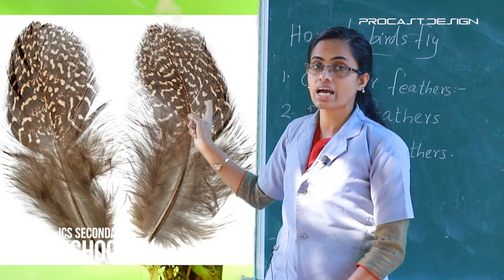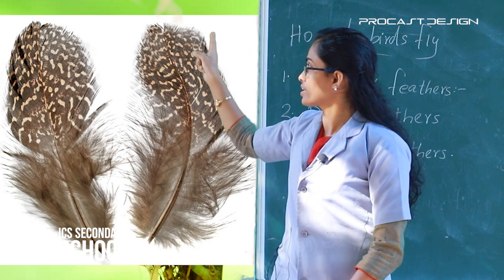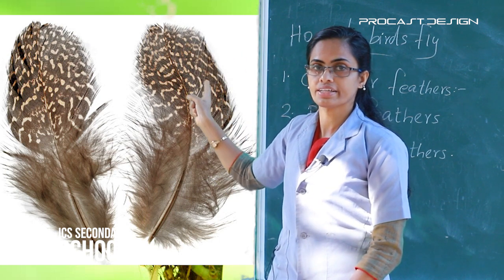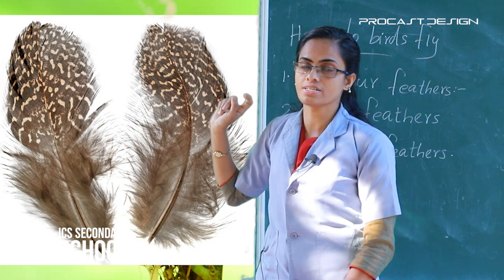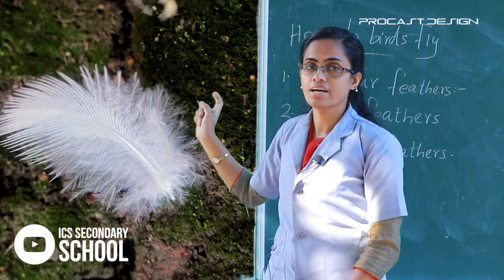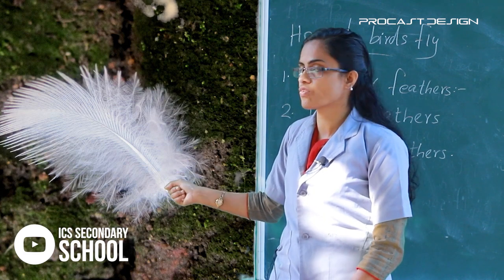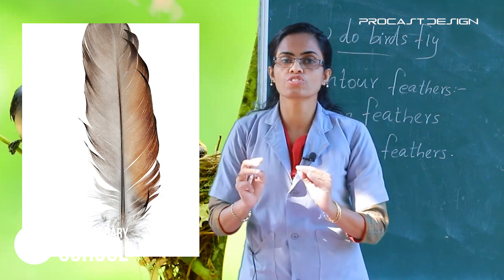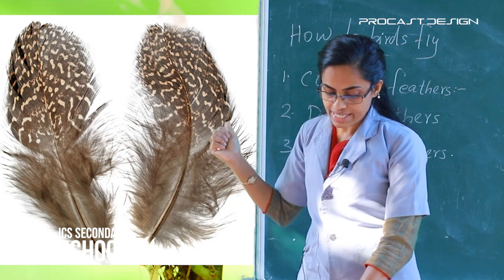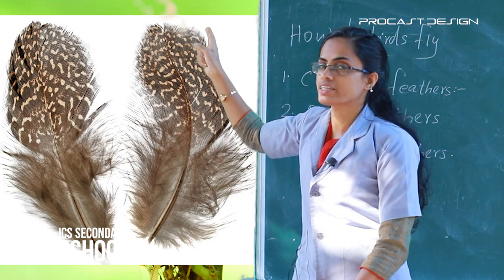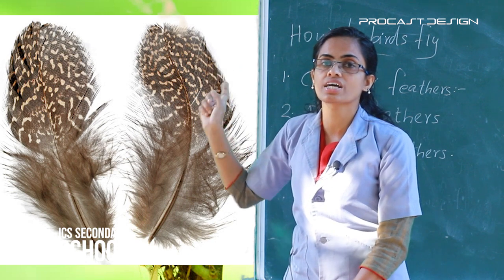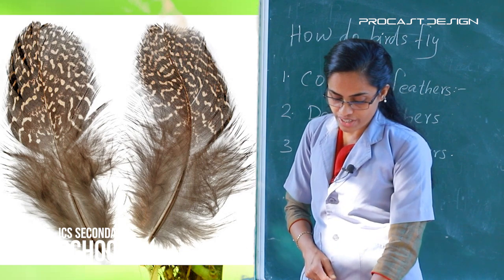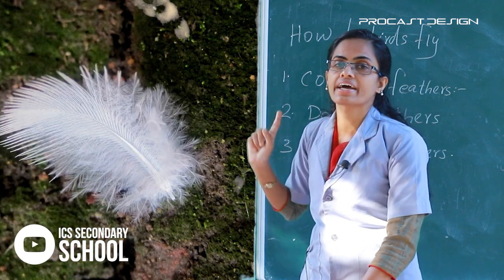The different types of feathers. Contour feathers. The first one contour feathers, the next one down feathers, and the next one flight feathers. Then what are the features of these feathers? The contour feathers give shape and color to the body. And the next one, down feathers are small and fluffy.